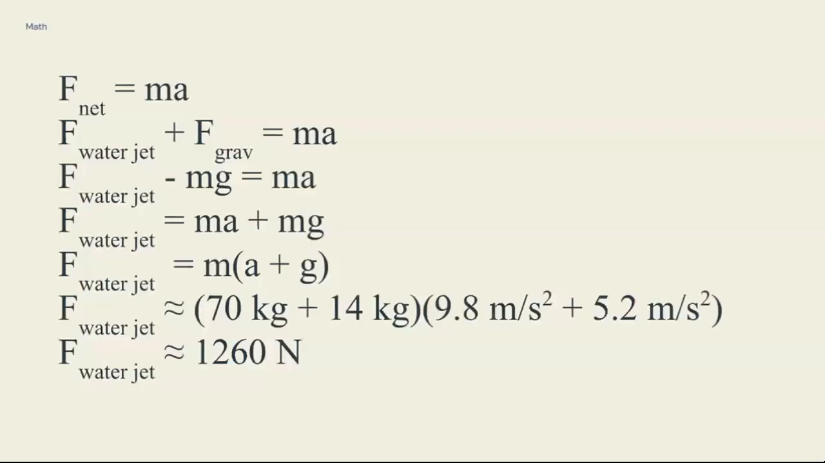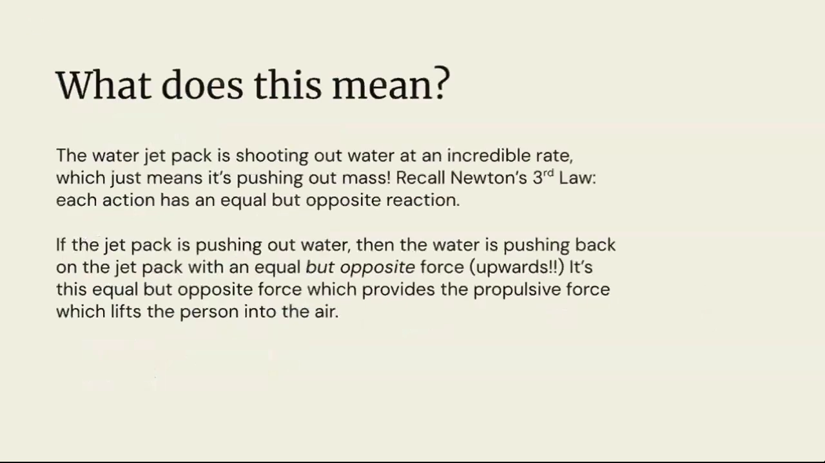Now we finally get to use F equals ma. The only forces acting on our system include the propulsive force from the water jetpack and the force due to gravity. Rearranging the equation, we see that the force from the water jetpack is equal to the mass times the sum of the acceleration due to gravity and the average acceleration of our system, all of which are known. This allows us to solve for the force of the water jetpack, which turned out to be about 1,260 newtons.